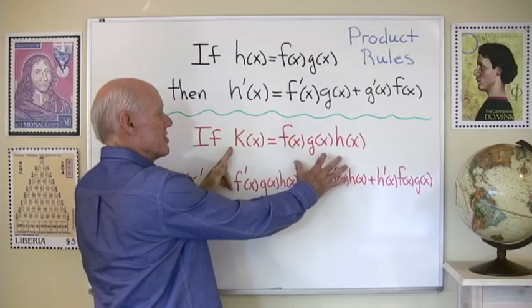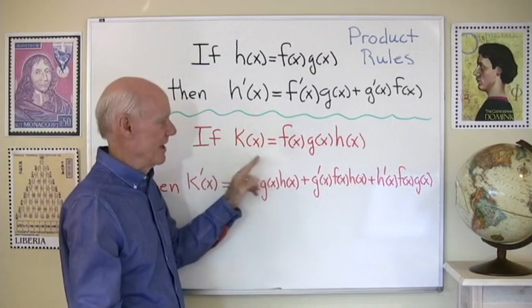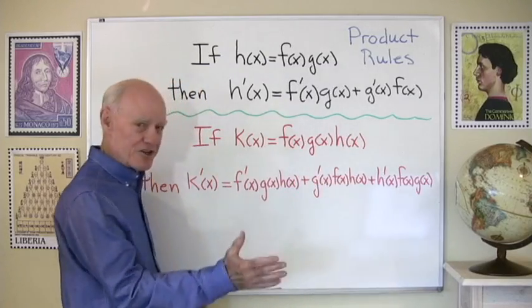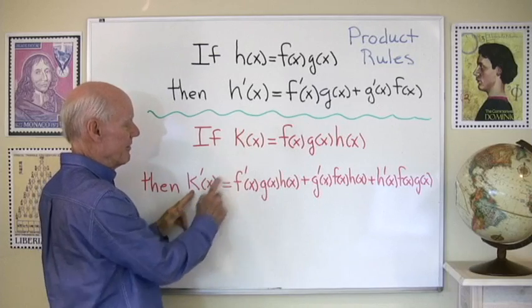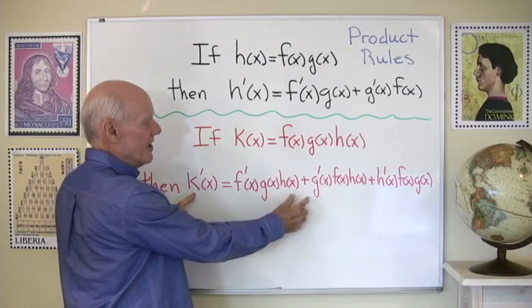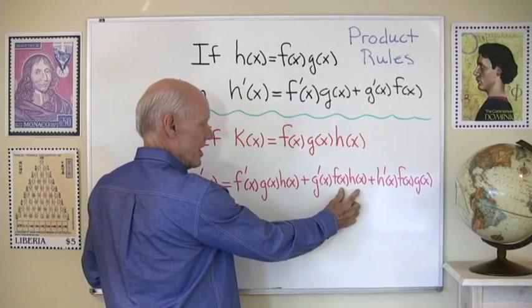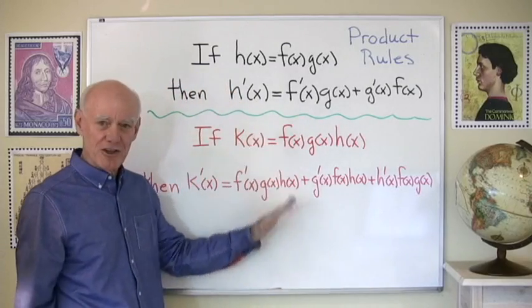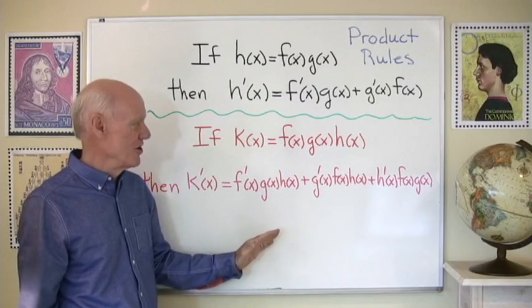What if k of x is the product of three functions of x? F of x, g of x, and h of x. Okay, it turns out, as you will see, that the derivative of k is the derivative of f times the other two, the derivative of g times the other two, derivative of h times the other two. So that turns out exactly the way we'd like it to turn out.